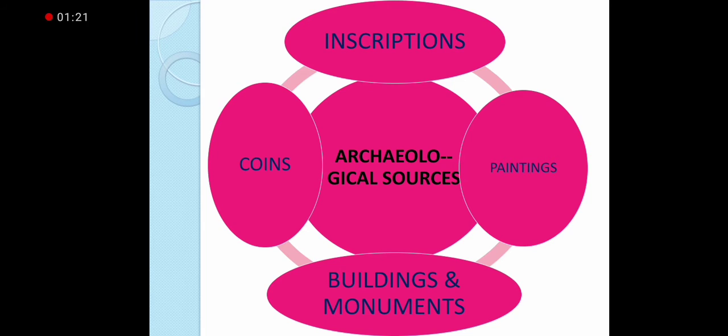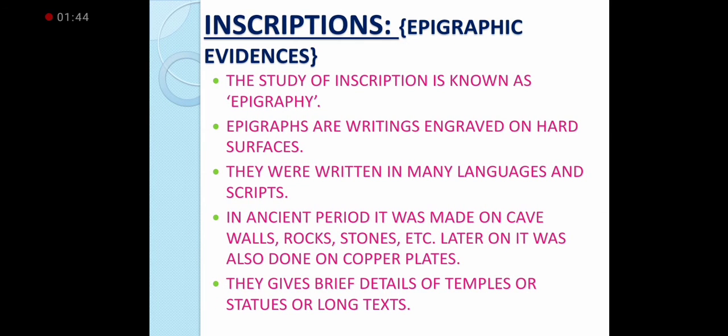Archaeological sources can be classified into four various types: epigraphic evidences, which means inscriptions; numismatic evidences, which means coins; buildings and sculptures; and the fourth one is artistic evidences, which means paintings. So we will study first about inscriptions.